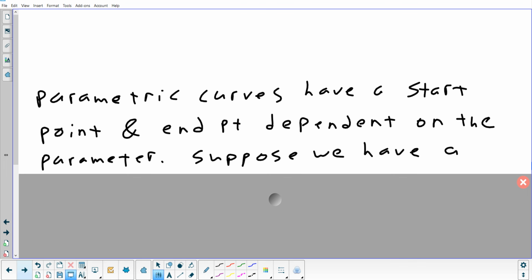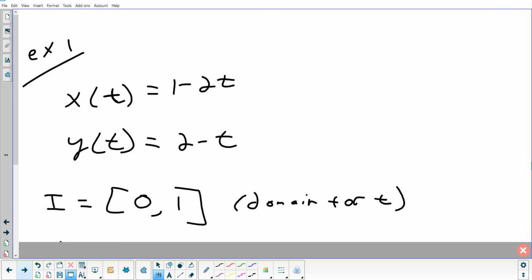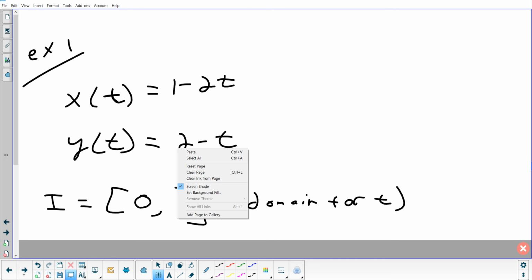They will say to you, plug in these numbers for t. So like in the first one we're going to do, I'm going to allow you to plug in numbers between 0 and 1 for t. That's it. We're not doing it yet, but you can't plug in 2. You can't plug in -3. You can plug in numbers between 0 and 1. That's it.